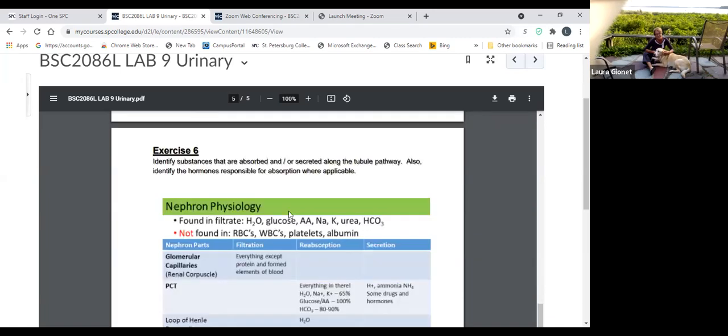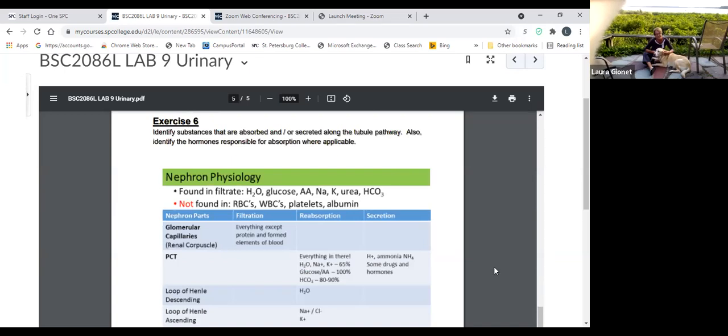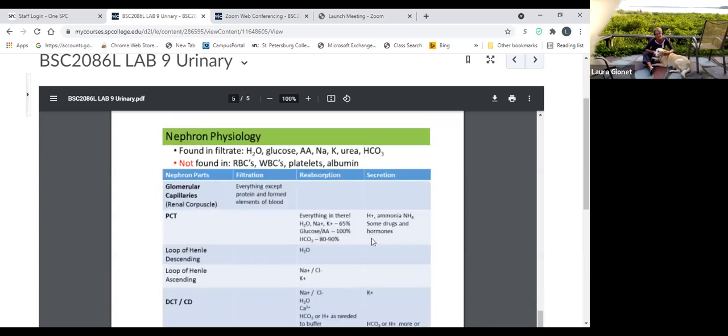All right, then we move on to exercise 6. Identify the substances that are absorbed and secreted along the tube pathway of a nephron. Also identify the hormones responsible for absorption where applicable. All right, so this is consistent with, this is also in the notes for here.